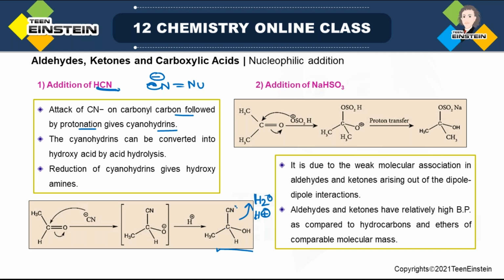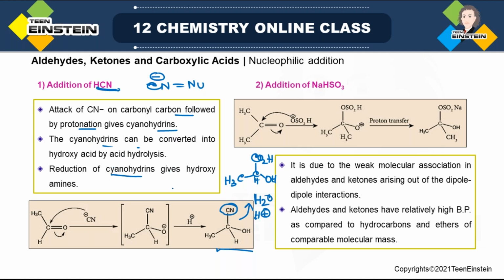So what will happen now? This CN will be converted to CO2H. That means this is a hydroxy acid. You have an acid group, you have an OH group. So that is why it is written here, cyanohydrin can be converted into hydroxy acid by acid hydrolysis.